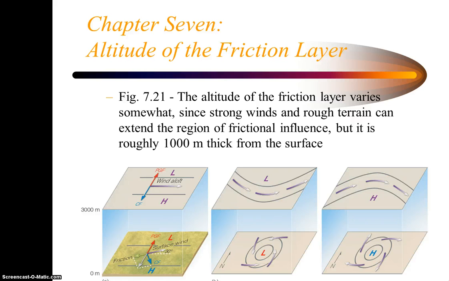This graphic, figure 7.21, shows the altitude of the friction layer and how it can vary somewhat. So if we're talking about the friction layer, we're talking roughly 1,000 meters or so above the surface. And once you get above that, in reality, it's more like 3,000 meters. Once you get that high above the surface, then you no longer have to account for friction on a moving air parcel, and the winds aloft then flow parallel to those contour lines, whereas the winds on the surface maps cross the isobars at these weird angles.